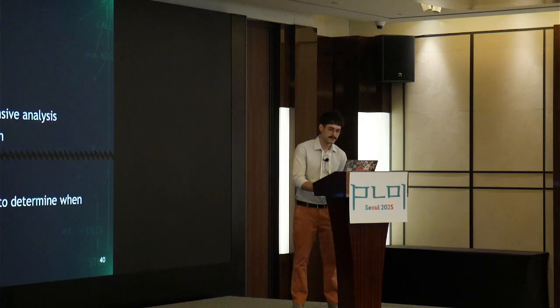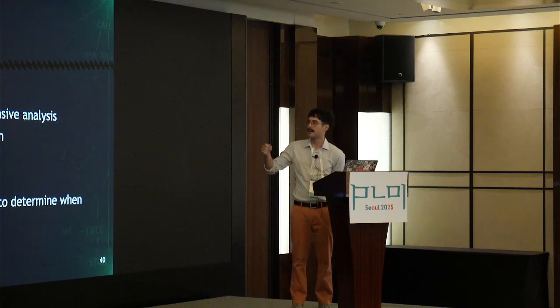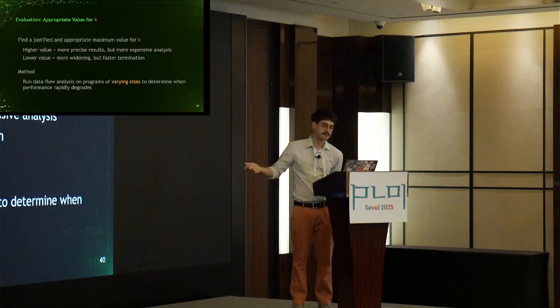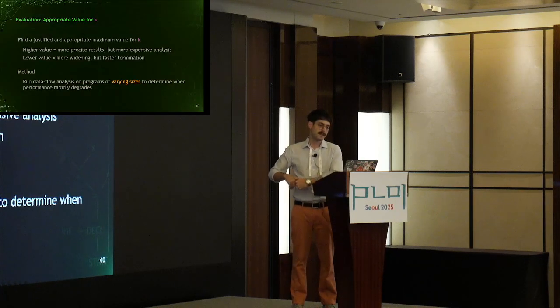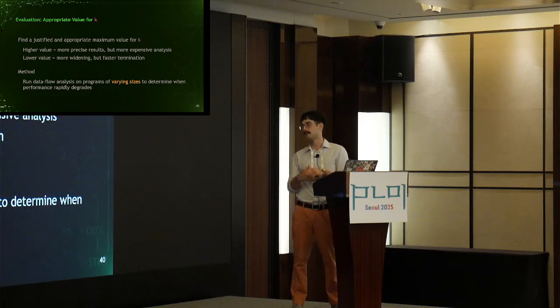So I have some extra slides here. Yes. So with the value of k, the higher value is more precise, and also using k-limiting just allows for a much simpler design. And obviously, a high value of k will then become very expensive. The lower value would mean more widening happens, and we have faster termination.